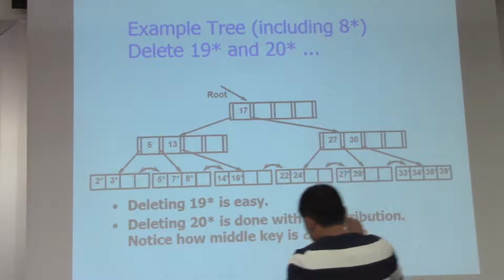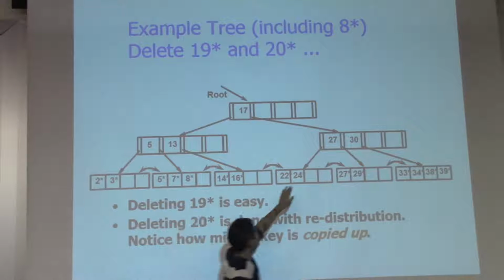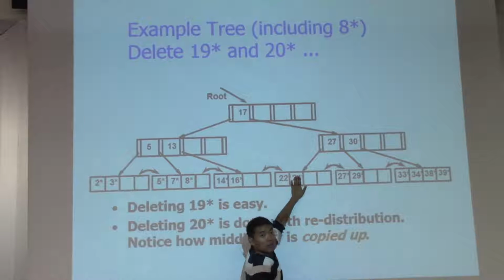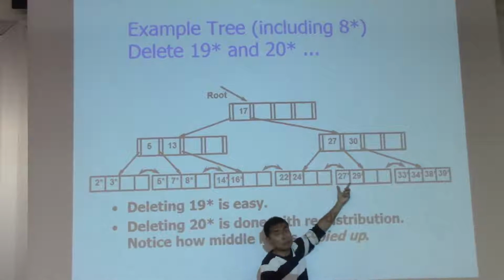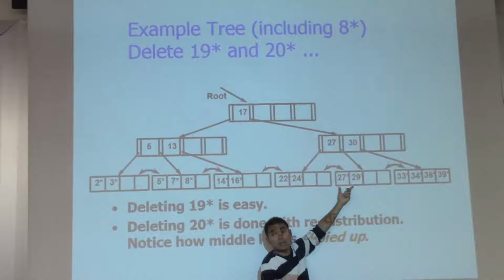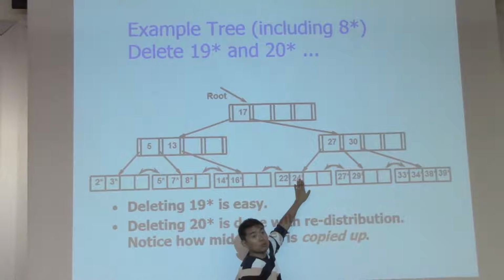Now if we do further deletion, let's say we want to delete 24 next. So delete 24, easy. This is gone. What happens now? Can you do redistribution? You cannot, because the only sibling node is this one. You only have B entries. You have B minus 1 entries. In total, you have less than 2B entries. There's no way you can do redistribution.